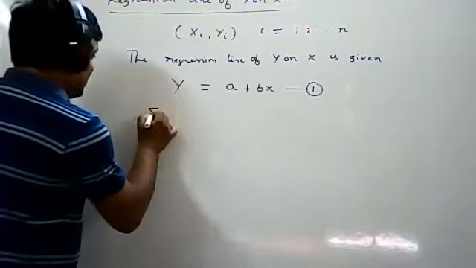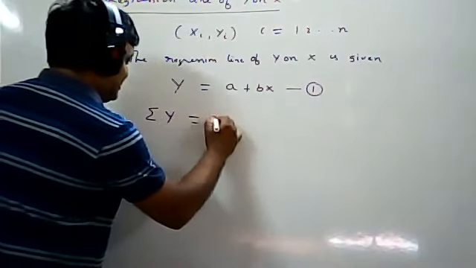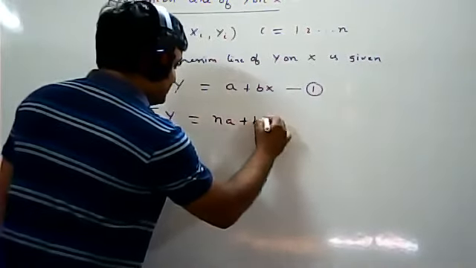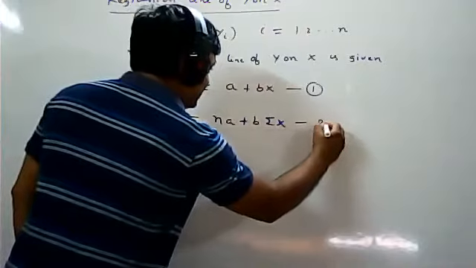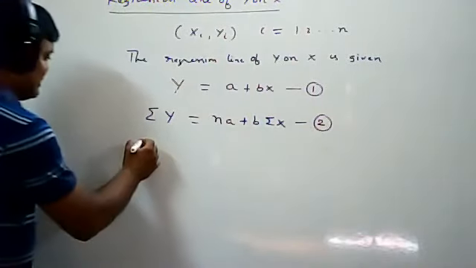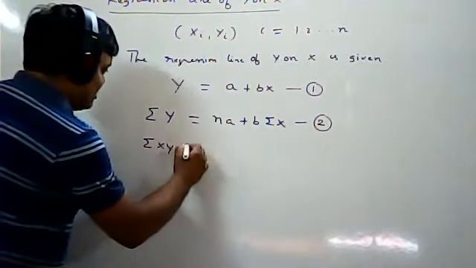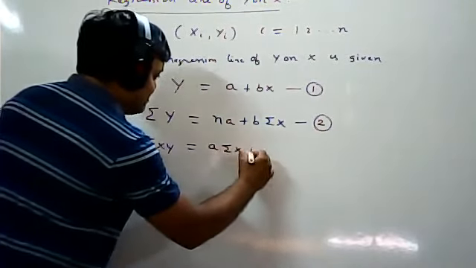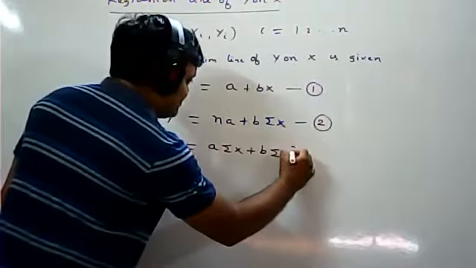Next line. So what are the normal equations? All of you know summation y equal to na plus b summation x. This is equation number 2. This is the first normal equation. Okay. So what is the second normal equation? Summation xy equal to a summation x plus b summation x square.